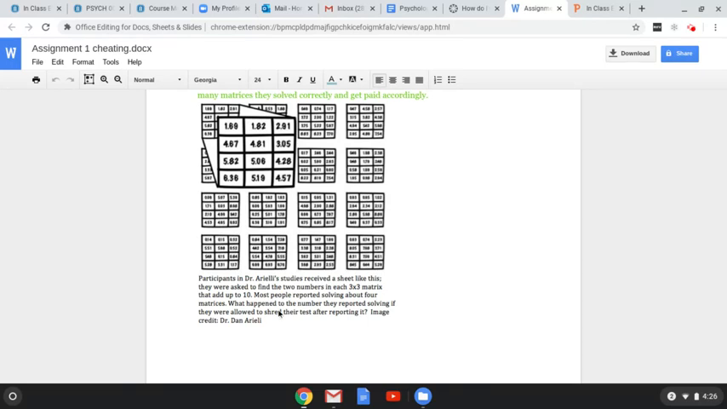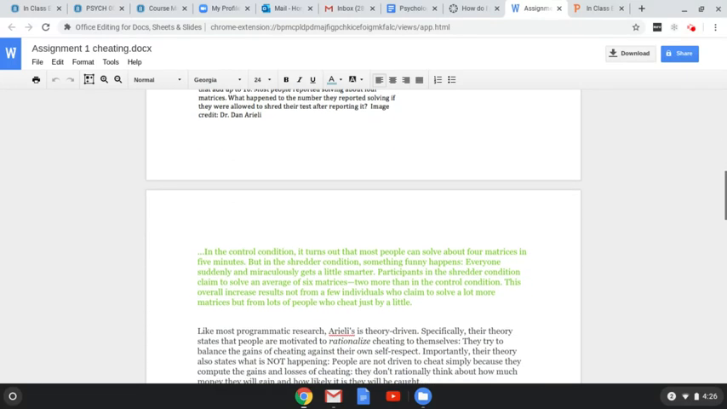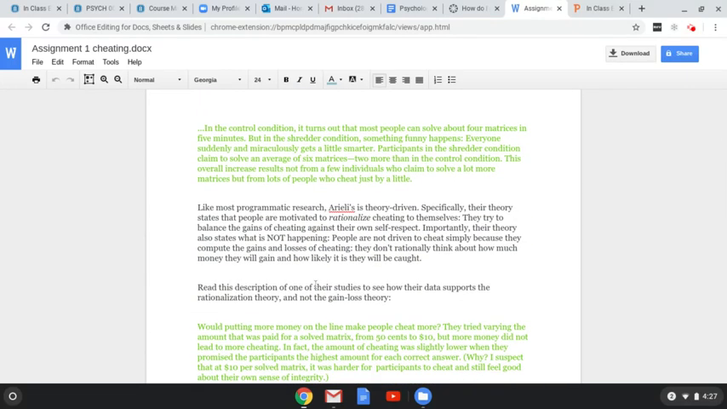What happened to that number when they reported solving if they were allowed to shred the test after reporting it? So this is where I would ask you guys, do you think that the number was about the same as 4? Was it a lot higher than 4? Was it a little higher than 4? Was it lower than 4? So you can keep that guess to yourself, but maybe you have an idea of where you think it was. So 4 was the number we found in the control group.